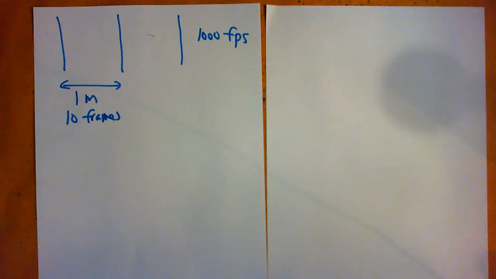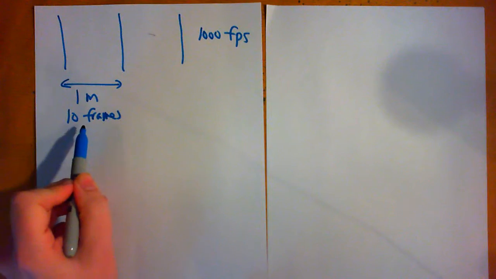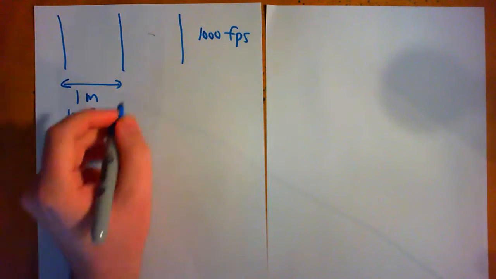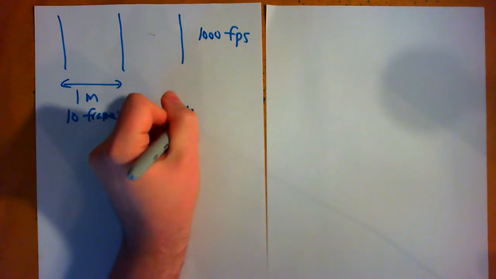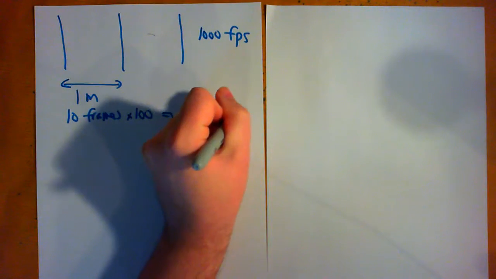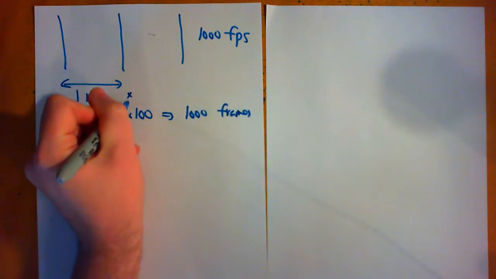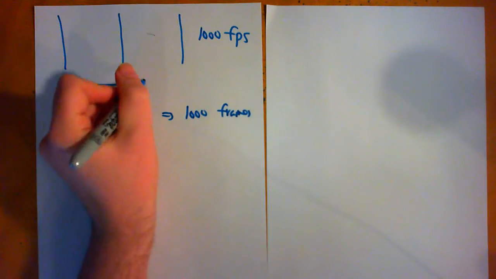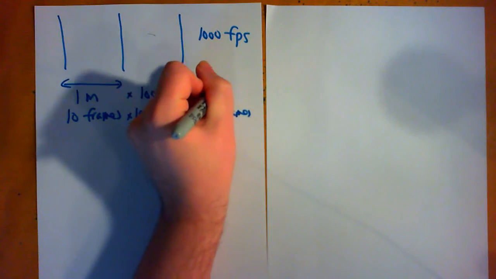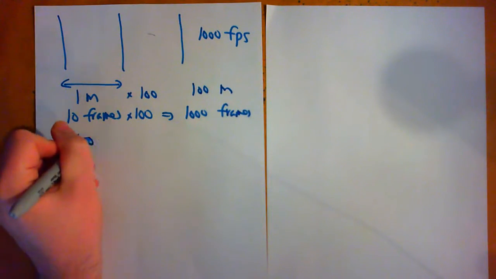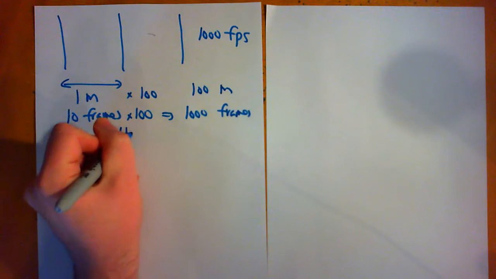So how far would it travel in 1000 frames, which is of course 1 second as it's 1000 frames per second? Well, we need to multiply 10 frames by 100 to get 1000 frames. And if we multiply 1 metre also by the same number, by 100, you get 100 metres. So it's 100 metres in 1000 frames.